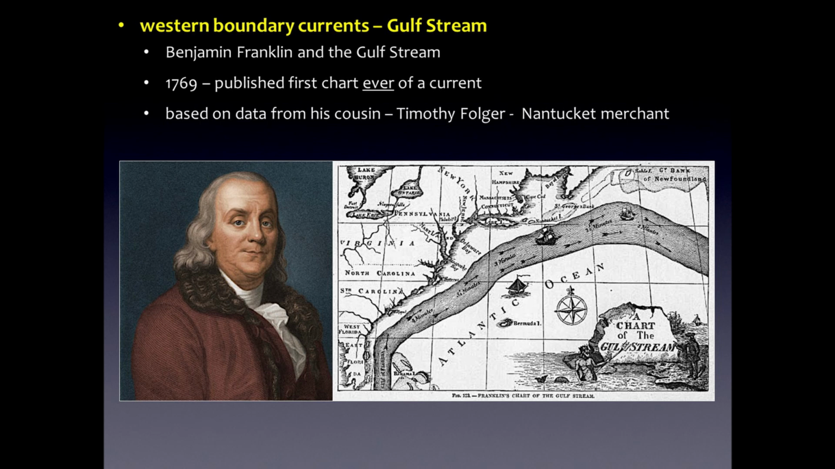Quite often mail was being moved, transatlantic mail was being moved between England and the colonies at the time, and by taking advantage of this current, they were able to very quickly move mail from North America over to Europe. So based on this data collected from Timothy Folger and other sailors at the time, Benjamin Franklin produced a chart of the Gulf Stream as it was known in 1769.